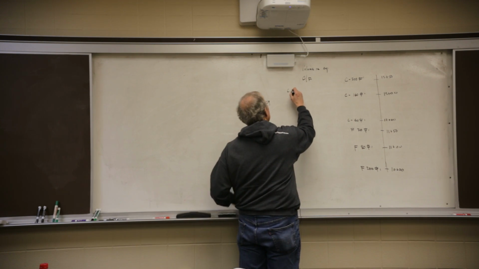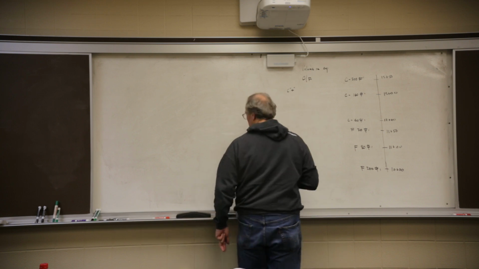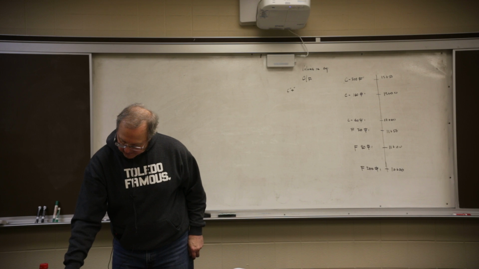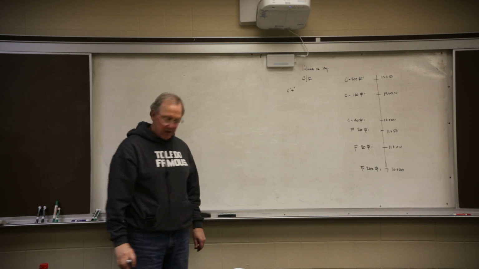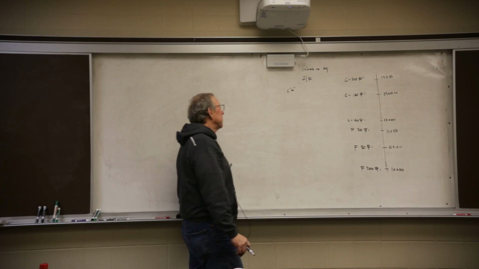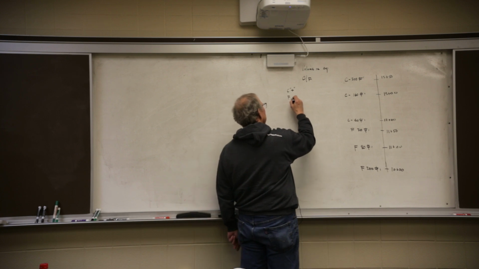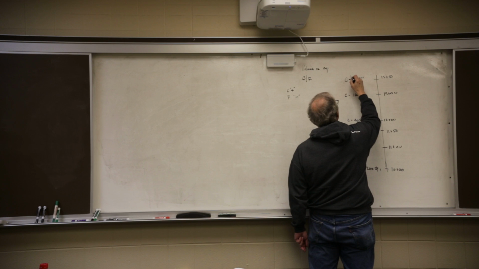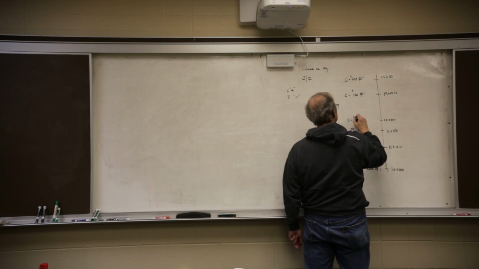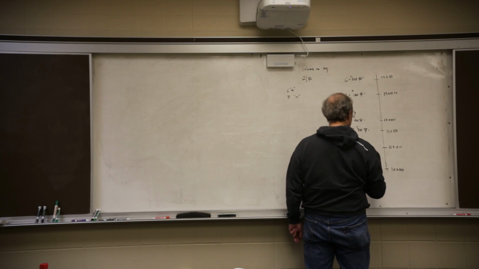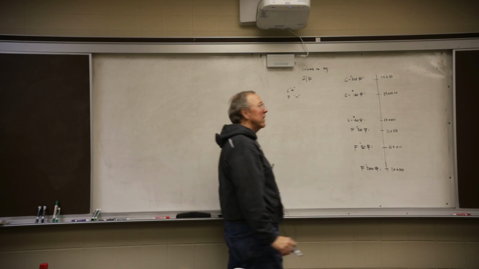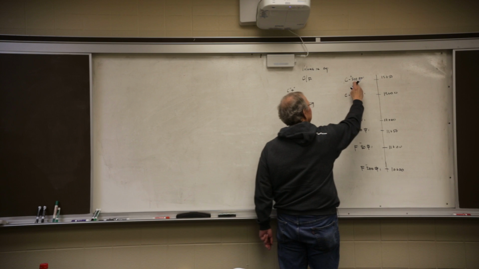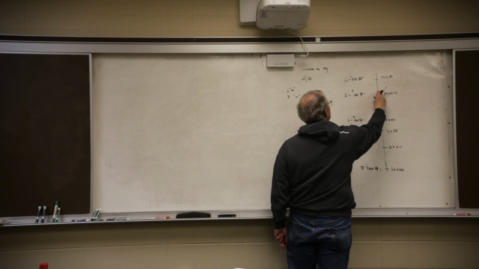So cut is positive in my world. Cut is going to be positive in my world. Fill is going to be negative. So I'm going to make this a positive number. Just do it. Same thing. Average the end areas, multiply by the distance between.